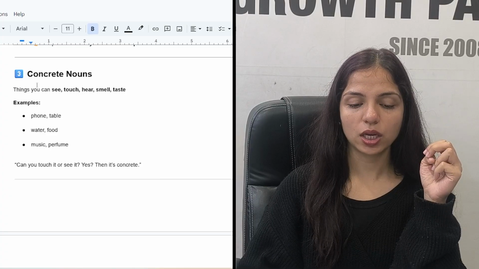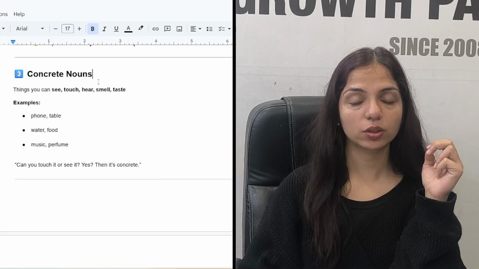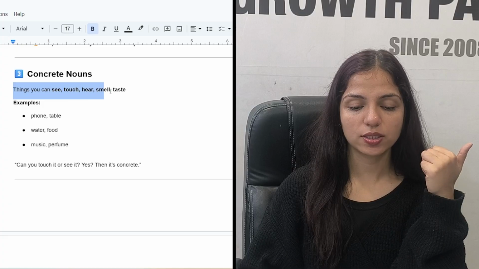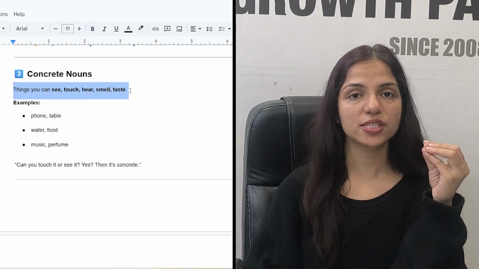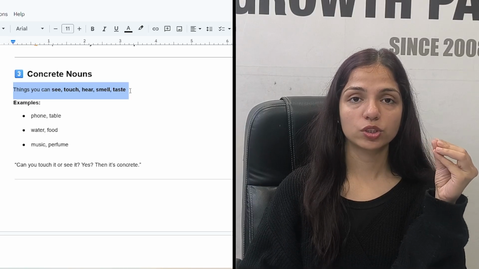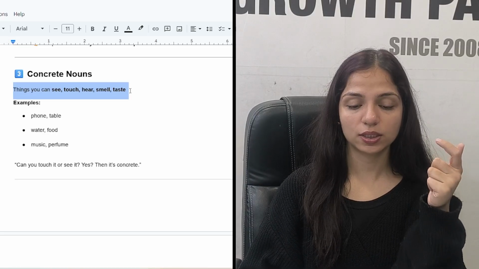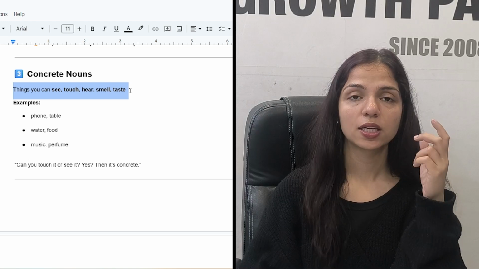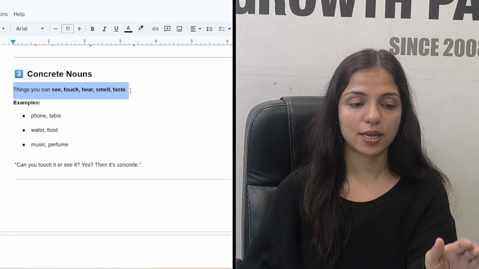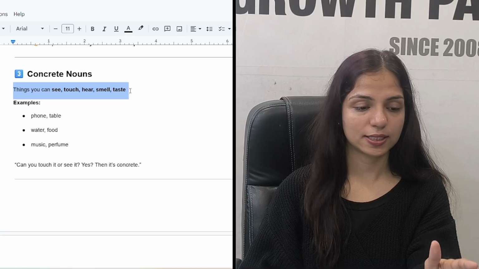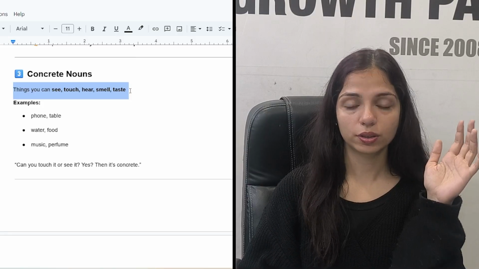The third type of noun is the concrete noun. What are concrete nouns? Things you can see, touch, hear, smell or taste. Basically the functions of your sense organs. Anything which you can see, touch, hear or smell will be considered a concrete noun. For example, laptop. I can touch it, I can see it. So it means it is a concrete noun.